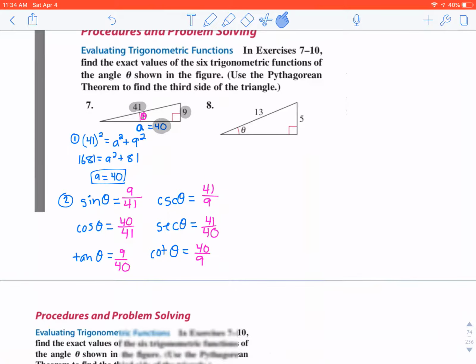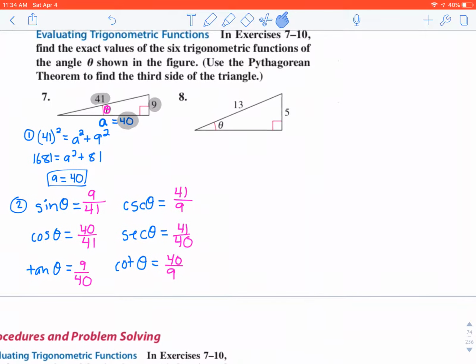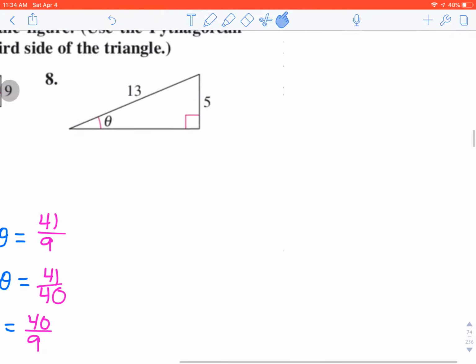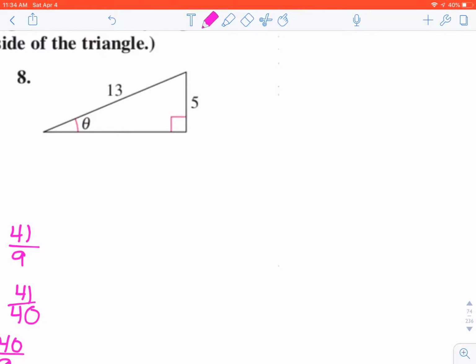All right, number 8 is going to be very similar. Again, we're finding exact values, so you want to make sure that you are keeping your answers in fractions, or if there is a radical, we'll keep that square root there. Our first step on 8 is to use Pythagorean theorem. I'm going to label this B, but it doesn't matter. We're going to use Pythagorean theorem to find the missing side.